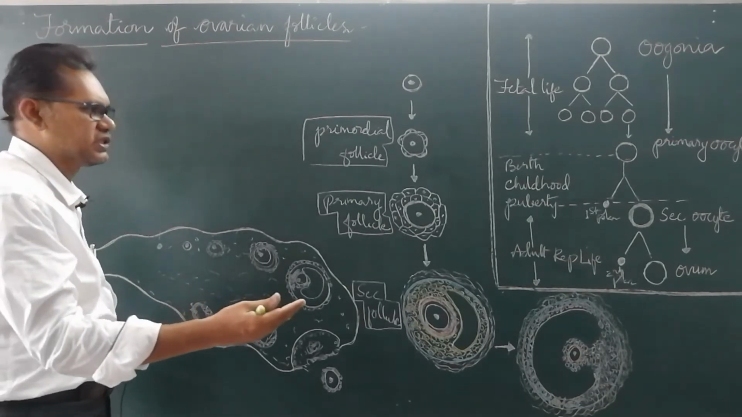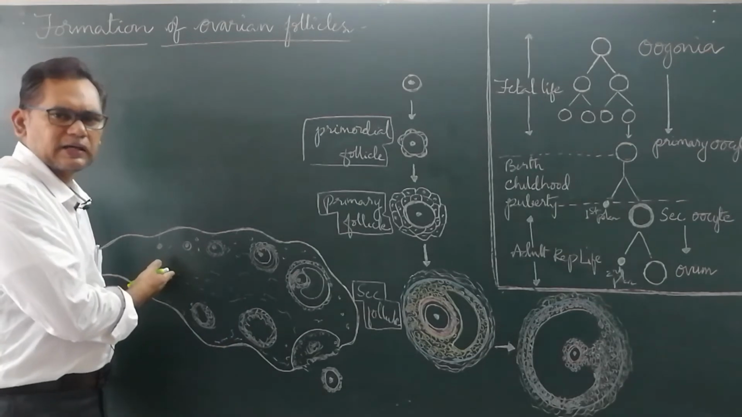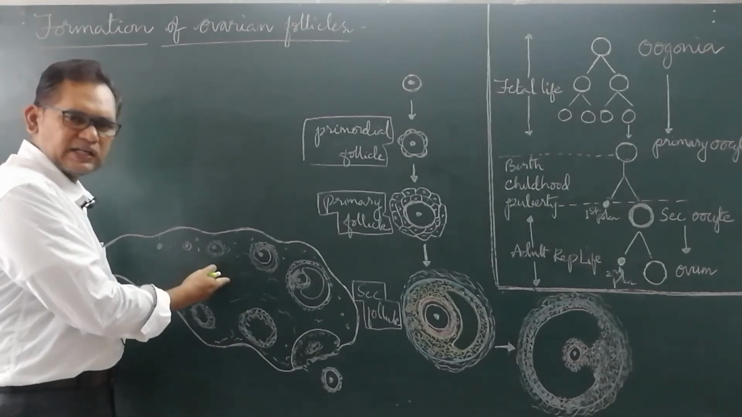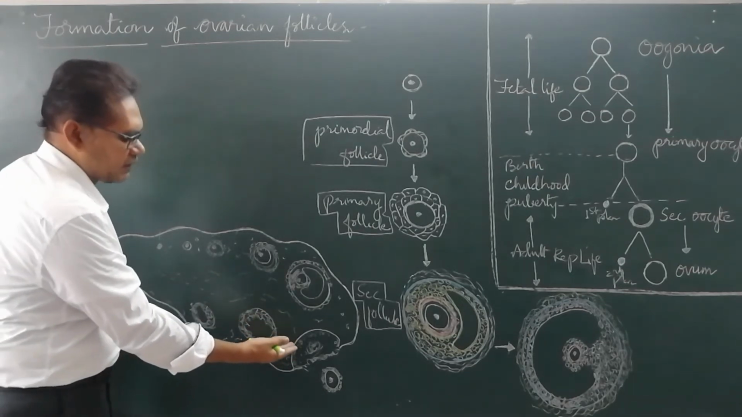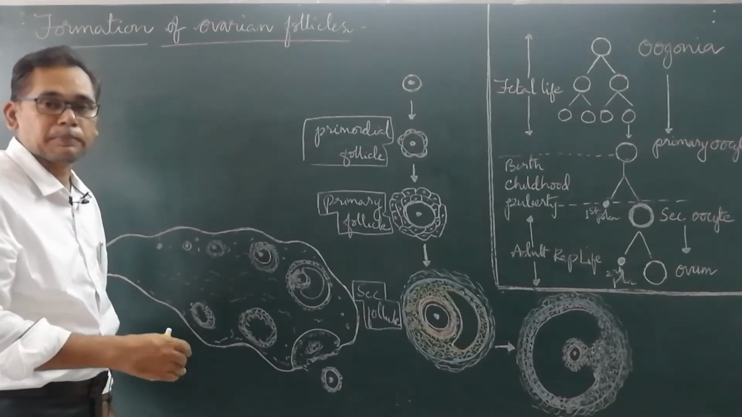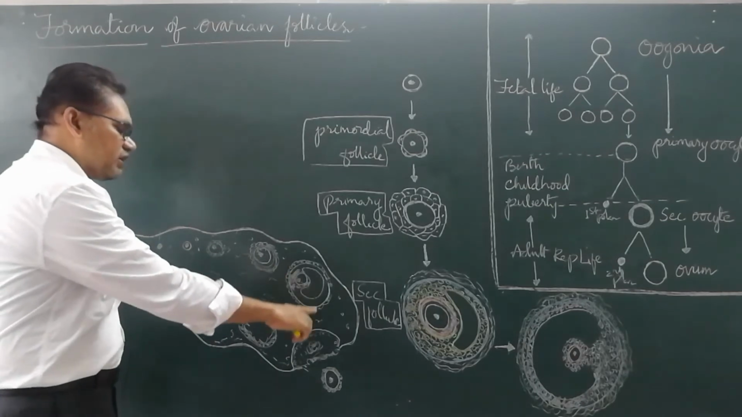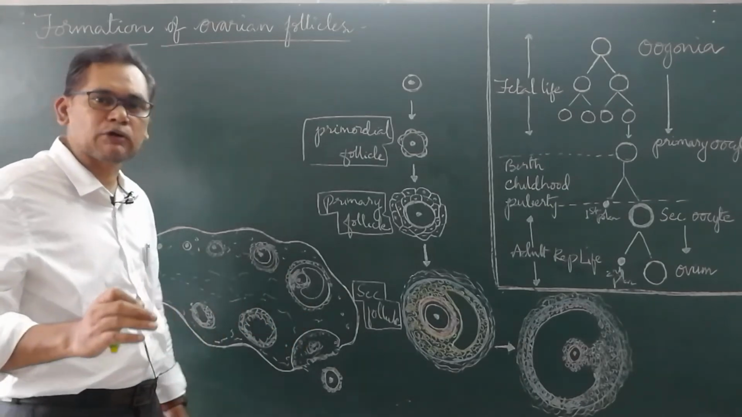What are the different stages? We observe the primordial follicle, primary follicle, secondary follicle, tertiary follicle, and finally the mature Graafian follicle. It means different stages of development of follicles are observed in the ovary.